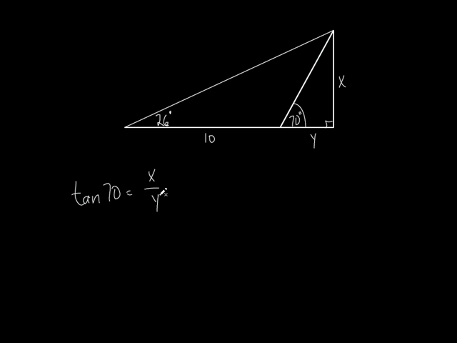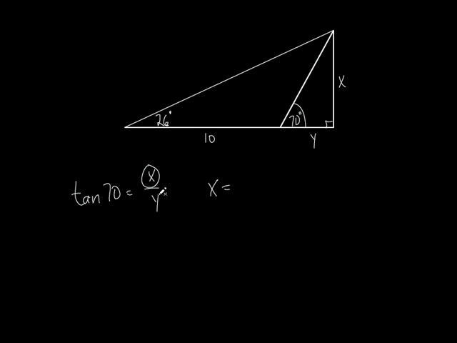Now I can't really solve for X because I don't know what Y is, and I can't really solve for Y because I don't know what X is, but let's solve for one of them in terms of the other. This is what I mean. Let's just get X by itself. We could do it either way. We could get Y by itself or X. It's a little easier to get X by itself because all I have to do is multiply both sides by Y. So let's write it out.